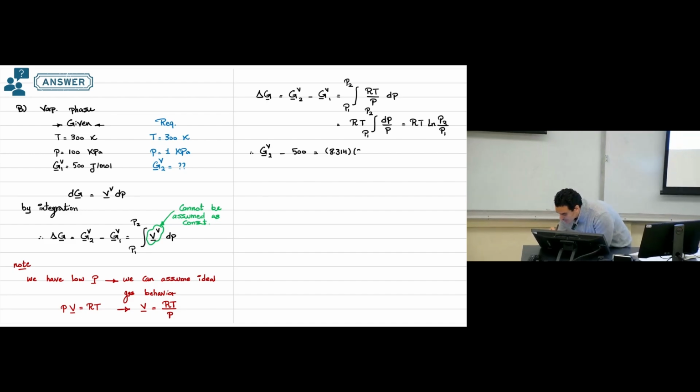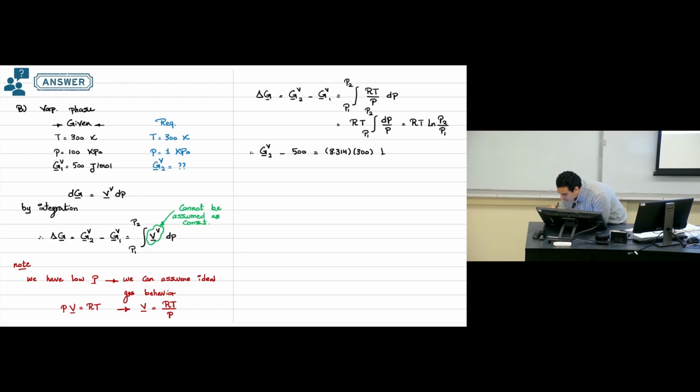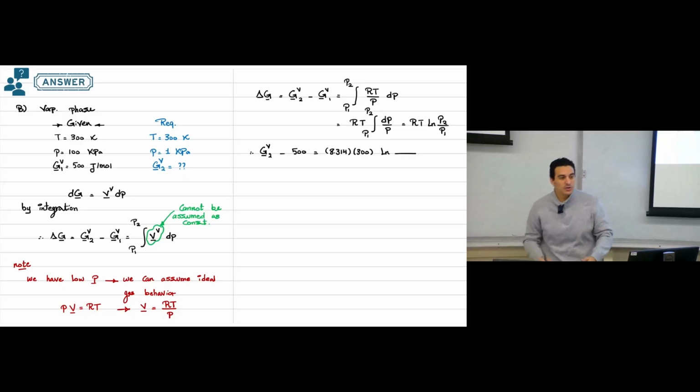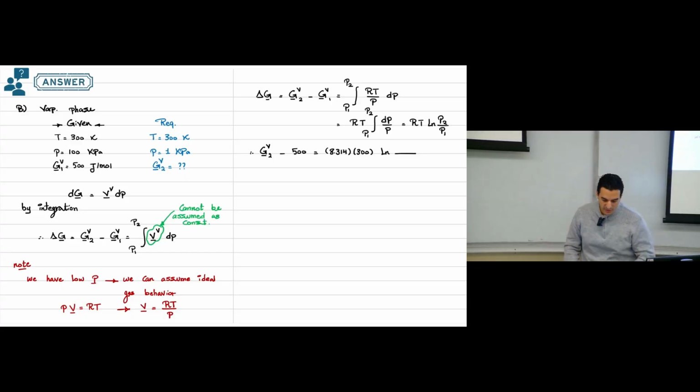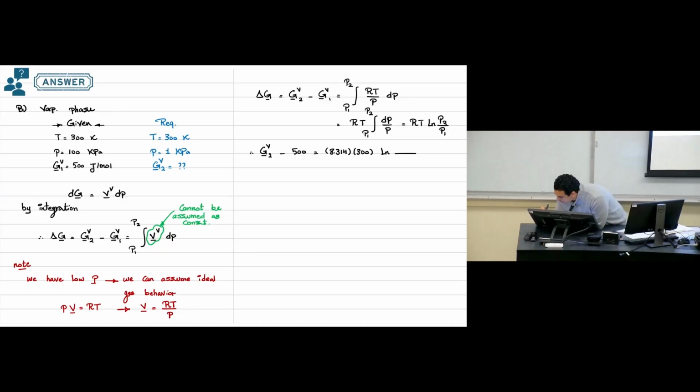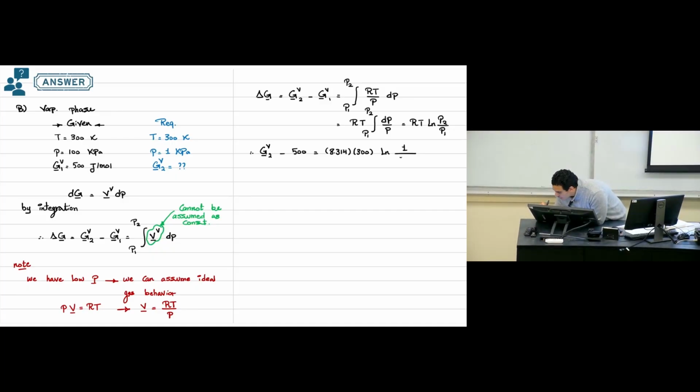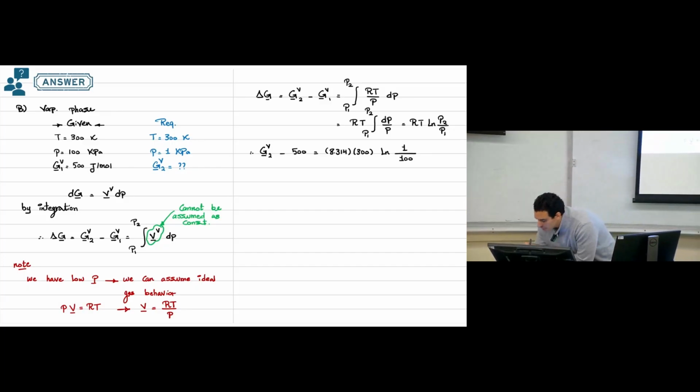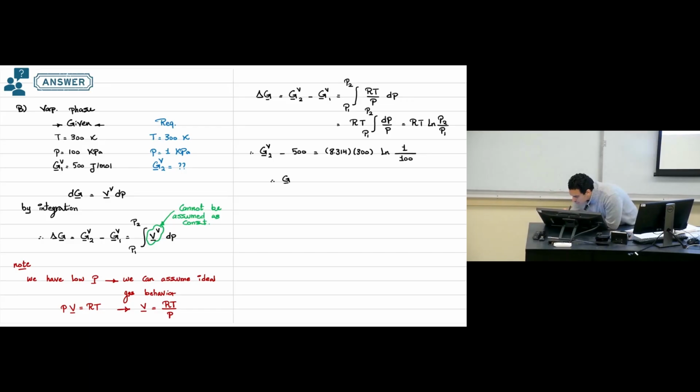Temperature is given as 300 Kelvin, ln P2 over P1. Since P2 and P1 are divided, there is no need to convert the units because the conversion factor will be cancelled. So P2 is 1, P1 is 100. So everything is given in this equation. Then we can calculate the molar Gibbs free energy for vapor, which will be negative 11 thousandths joule per mole. And this is the second requirement.